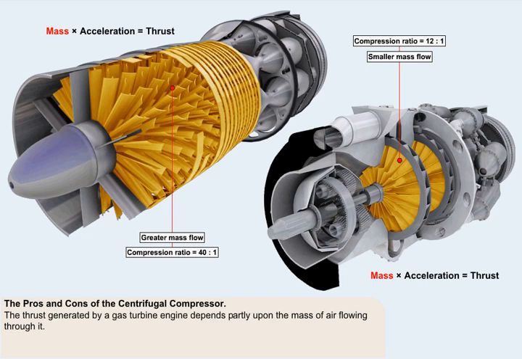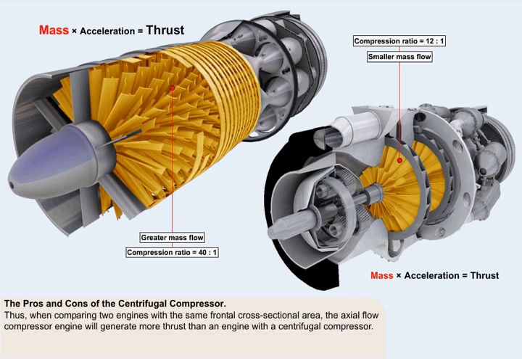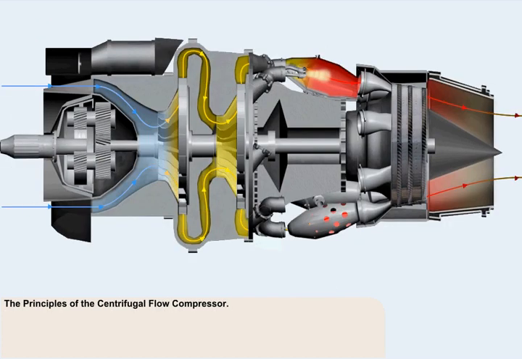Since the amount of thrust generated by a gas turbine engine depends partly upon the mass of air flowing through it, it can be demonstrated that when comparing two engines, each having the same frontal cross-sectional area, the engine which has an axial flow compressor will generate more thrust than the engine with a centrifugal flow compressor. We'll now examine the principles of the centrifugal compressor.